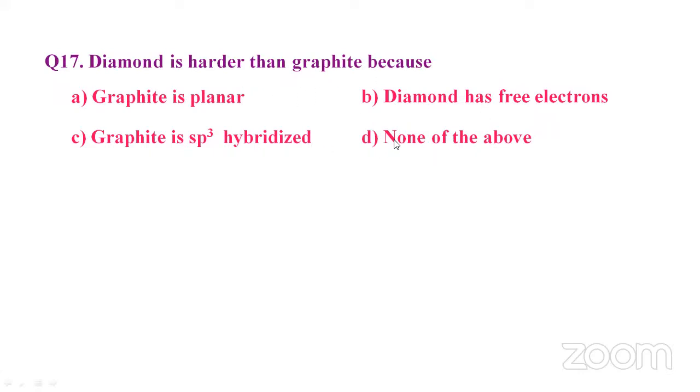So the answer is none of the above, because diamond is harder than graphite due to the three-dimensional packed structure of carbon atoms. Diamond is sp3 hybridized, and it has a three-dimensional packed structure of carbon atoms. So this is the reason why diamond is harder. So the answer is none of the above, which is D.